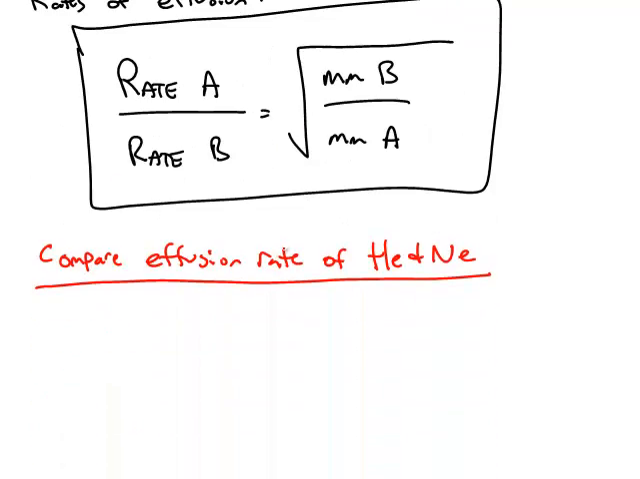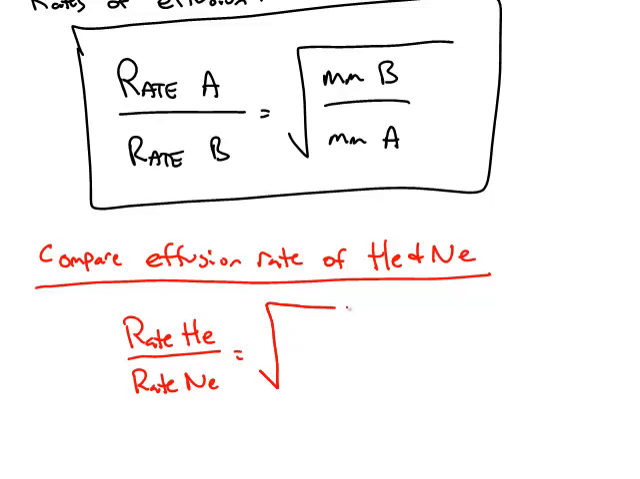So we can do a problem where we compare helium to neon. It doesn't matter which one we put on the top and which one we put on the bottom, but we know that helium is going to have the faster rate of effusion because it's the lighter gas. So I'm going to put the bigger part of the fraction on the top, and the rate of neon will be on the bottom, and this equals the square root of the molar mass. And notice the gas neon, we have to put the molar mass of neon on the top, and we have to have the molar mass of helium on the bottom.